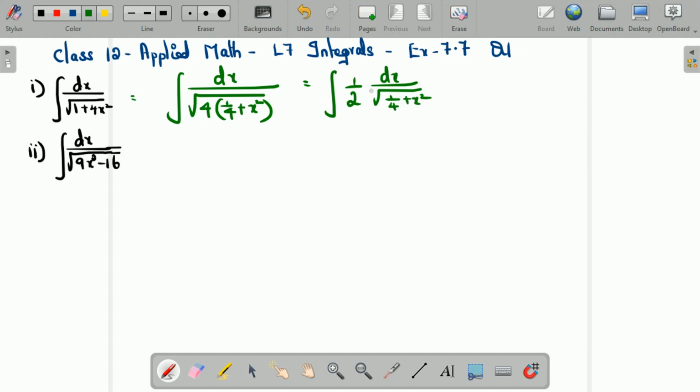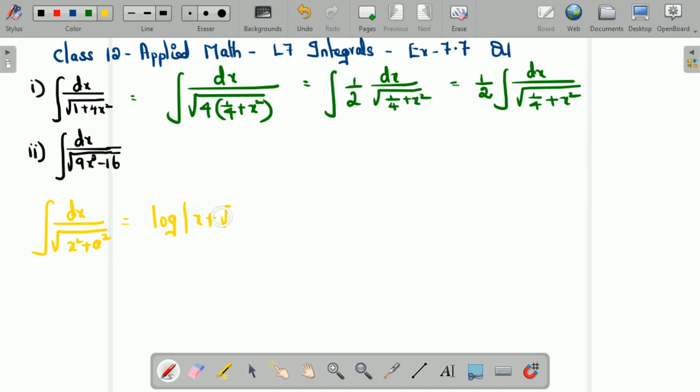Now this 1 by 2 is a constant, so I can also take it outside the integration. So this is 1 by 2 integral dx divided by square root of 1 by 4 plus x squared. Now if you look at the formula, integral of dx divided by square root of x square plus a square, the formula is going to be log of x plus square root of x square plus a squared plus c. So I'm going to apply that particular formula here to find the solution.